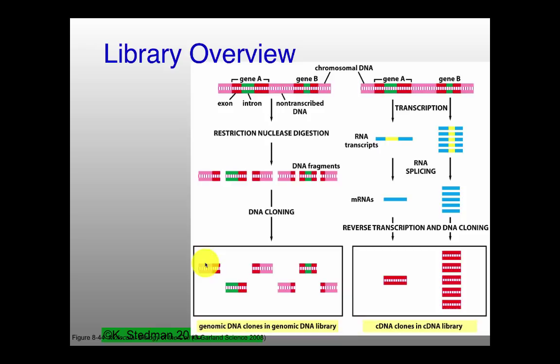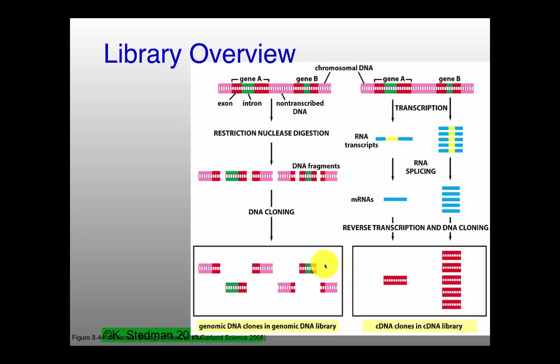And one of the things we didn't talk about was the transformation. I'll talk about that in just a second. How each of these plasmids ends up in one cell, and then from each of those cells, you can make lots and lots of that one particular piece of DNA. The crucial aspect of this, of course, in your library is figuring out which ones of these DNAs are the ones that you're interested in. And usually this is figured out through hybridization processes.